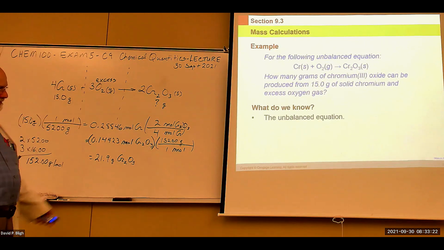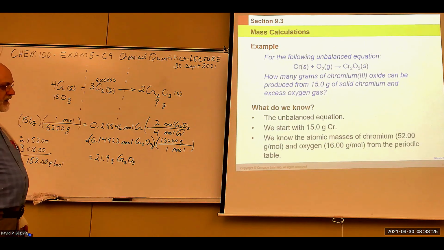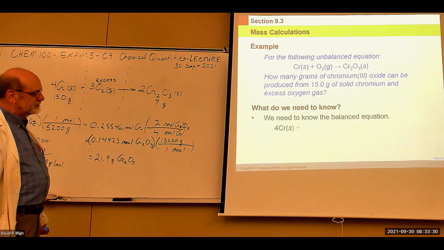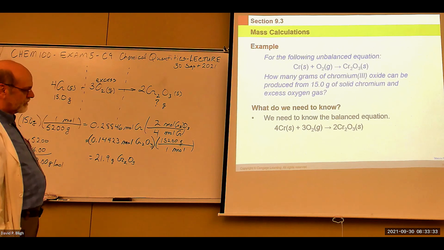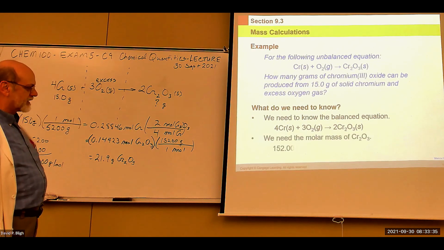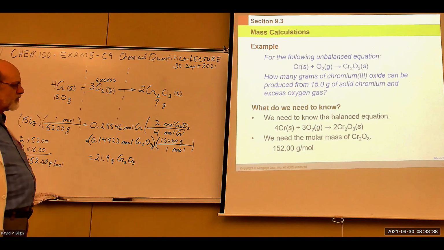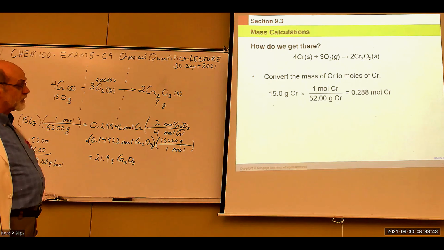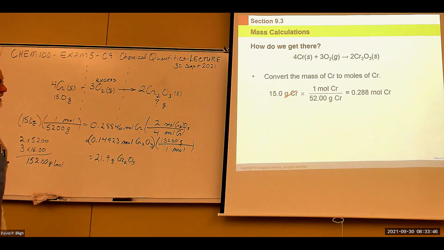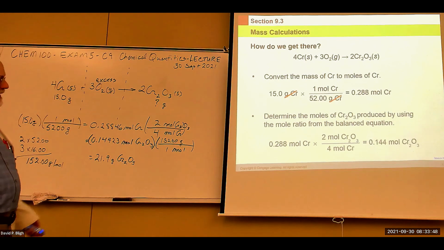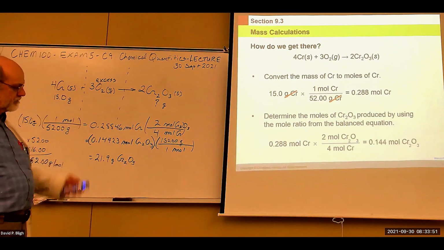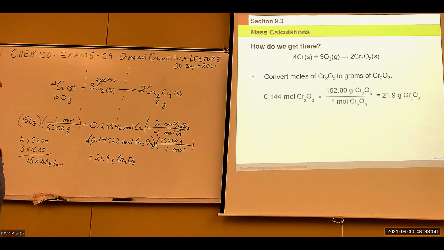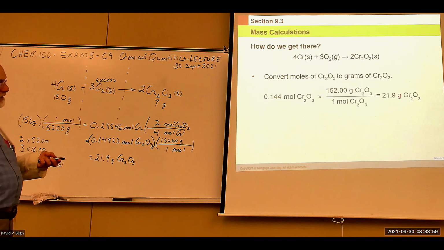And these slides are just doing exactly what I did on the board. Let's see. Yep. Equations balanced correctly. 152 grams per mole. Yep. All right. So there's our conversion to moles of chromium. Then we take moles of chromium, find out moles of chromium 3 oxide. And then we convert that moles of chromium 3 oxide back to mass.